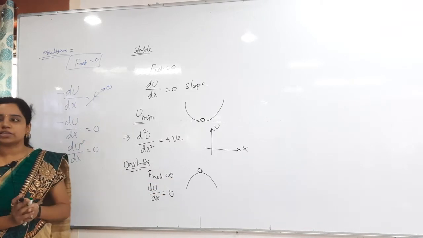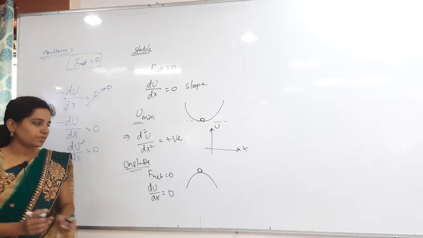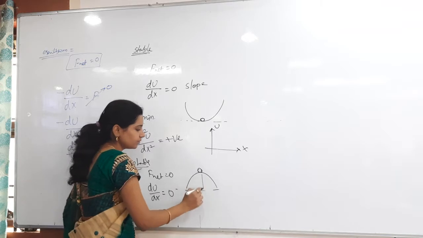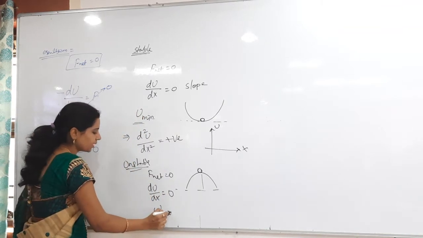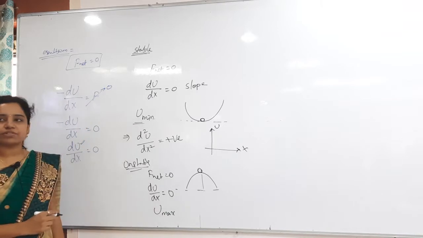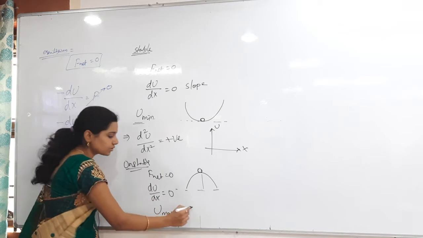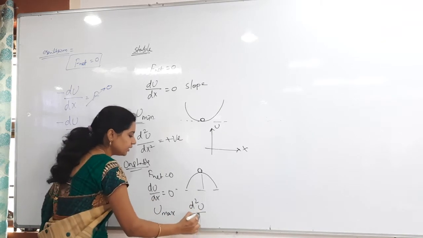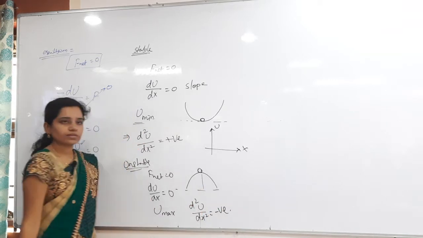Now tell me the potential energy. Minimum or maximum? Maximum. Why? Because it is having some height here. This much of height is there. So what I can say, u is maximum. Now tell me the curvature. Curvature is negative. So d square u by dx square is a negative value.